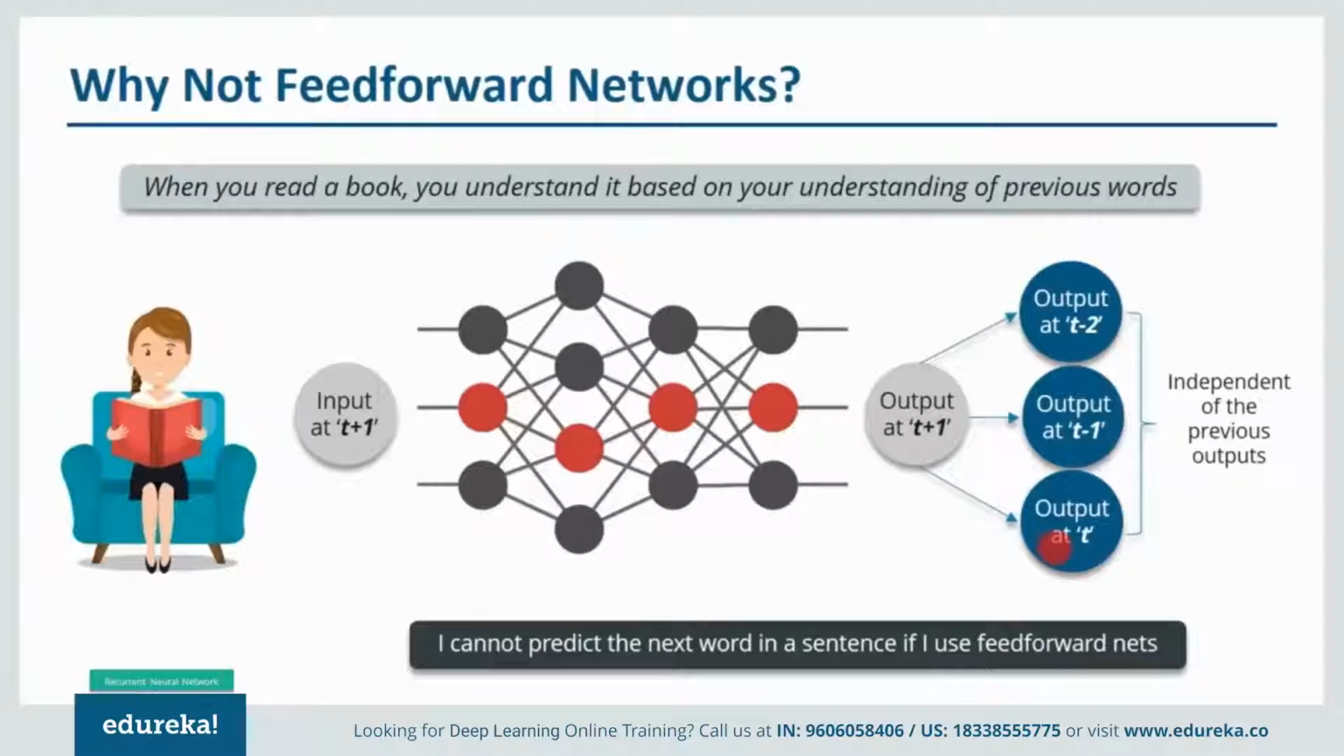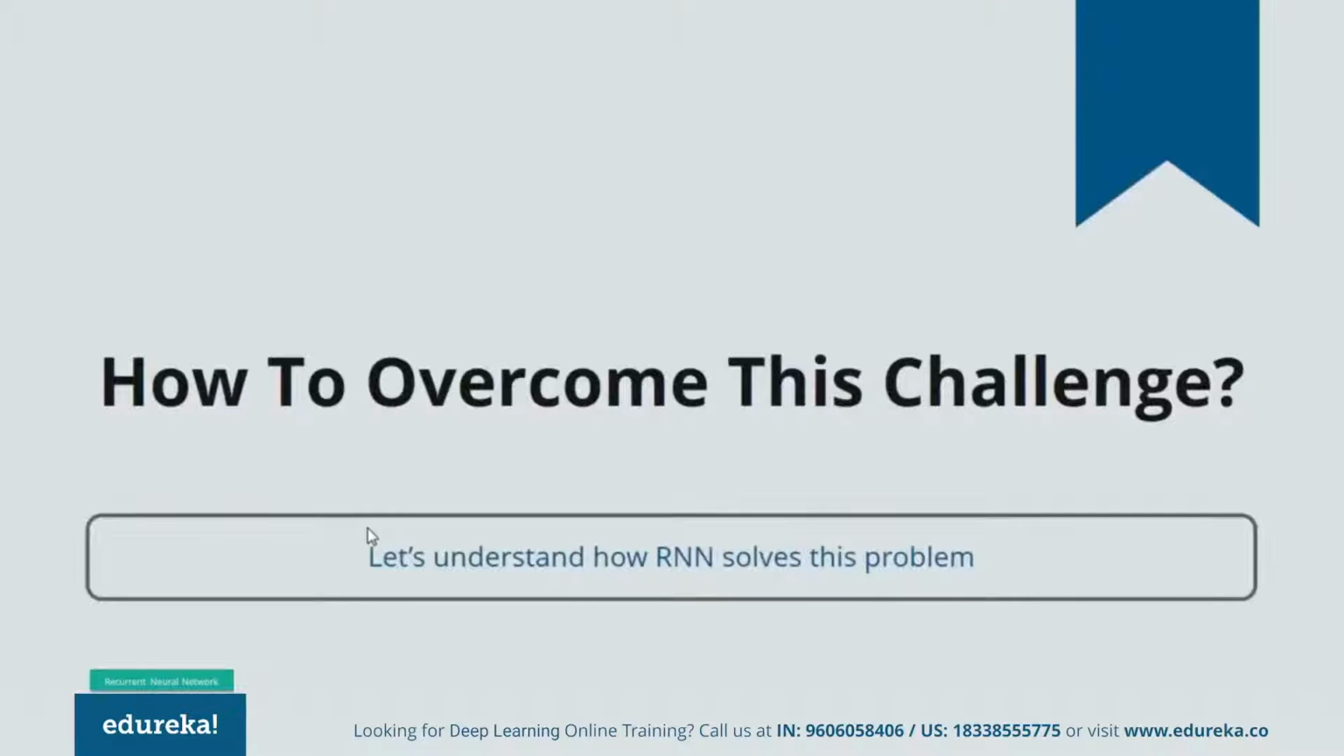Similarly, you can think of many other examples where we need some information from the previous output so as to infer the new output. This is just one small example. There are many other examples that you can think of. So we'll move forward and understand how we can solve this particular problem.